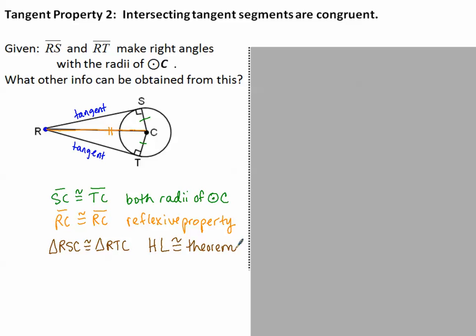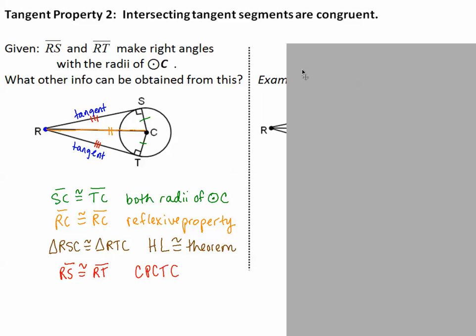Why do we care? Well, because then it tells us that any corresponding parts have to be congruent, such as this remaining side and this remaining side. So therefore, we can say RS is congruent to RT by corresponding parts of congruent triangles being congruent. Well, remember, we said these two are tangent, so these tangents have to be congruent. Just a little reason why that's true.